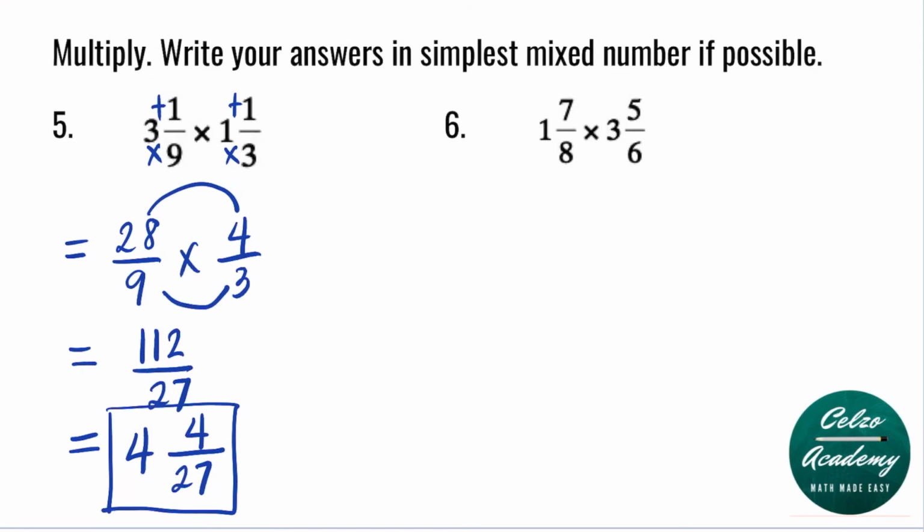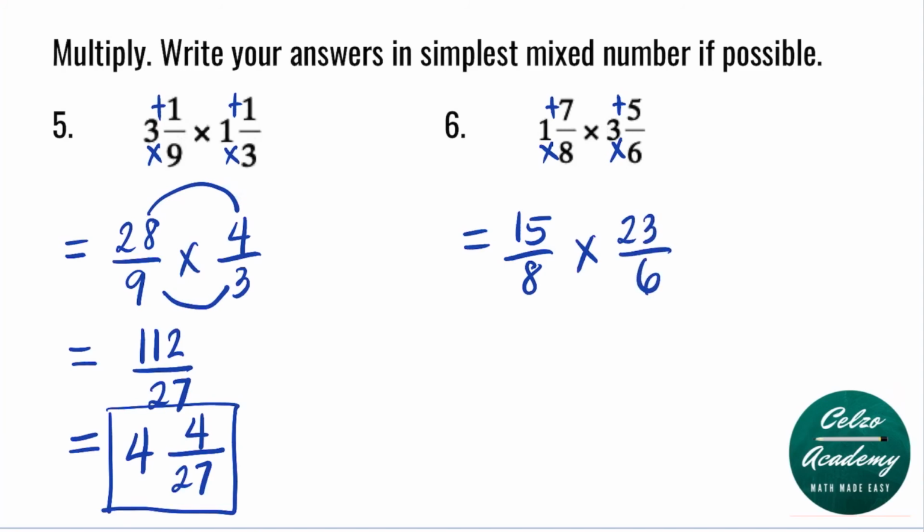Question number 6. 1 and 7/8 times 3 and 5/6. Step 1 is to change them into improper fractions. Starting with 1 and 7/8, 8 times 1 is 8, plus 7 is 15, so we have 15 over 8. For the second mixed number, 3 and 5/6, we multiply 6 times 3, that's 18. 18 plus 5 is 23, so we have 23 over 6.